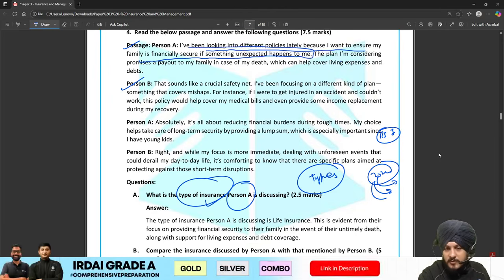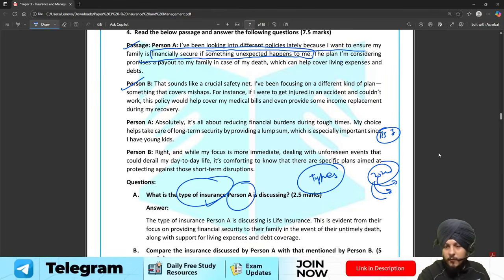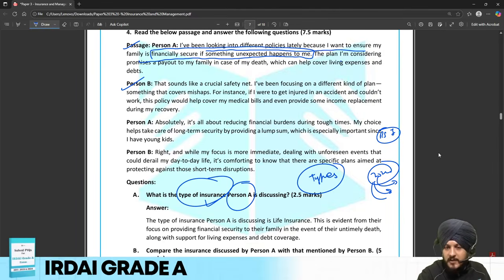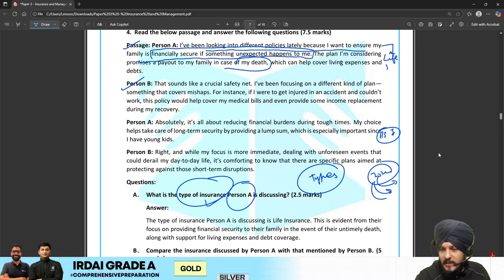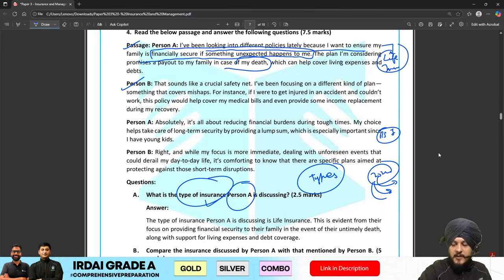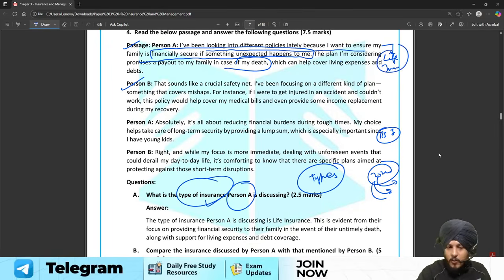So this is, I would say, the crux of what insurance option he is looking for. The plan I'm considering promises a payout to my family in case of my death, which may help cover living expenses and debt. If you have covered the types of insurance, you can easily conclude that this is nothing but life insurance, right? And if you read person B's conversation, that sounds like a crucial safety net.